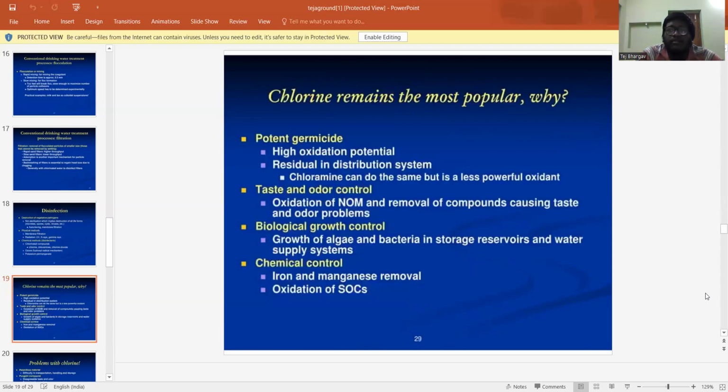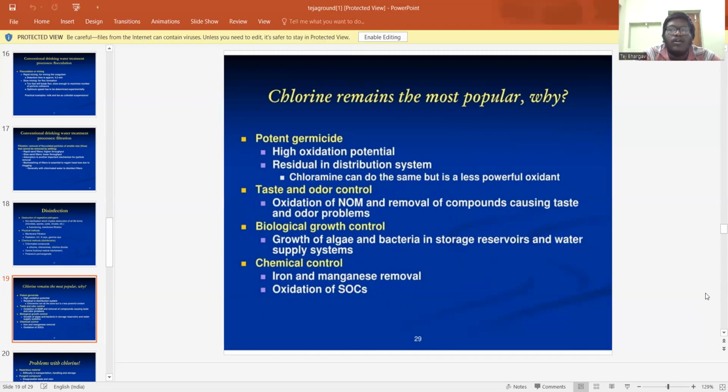Next, chlorine remains the most popular. Why? Have you ever wondered why chlorine always remains the most popular? Let's look at the main reasons. It is a potent germicide with high oxidation potential. It leaves a residual in the distribution system. Chloramine can do the same, but is a less powerful oxidant.